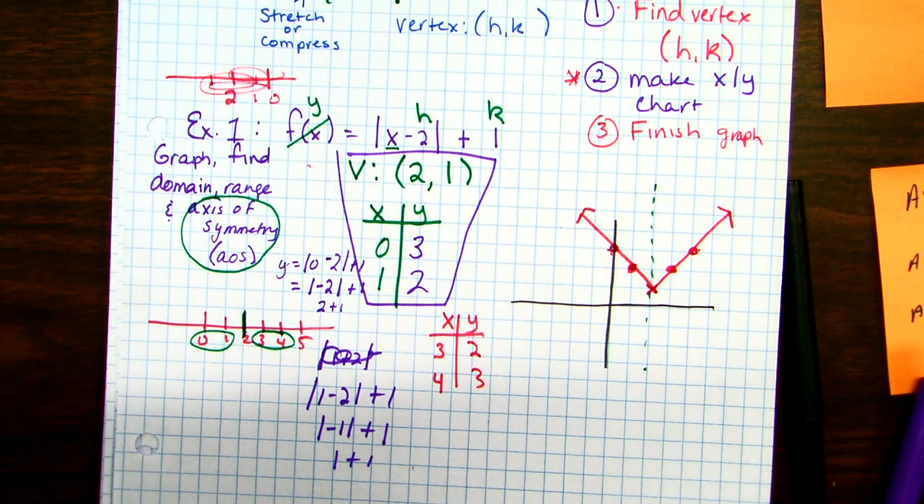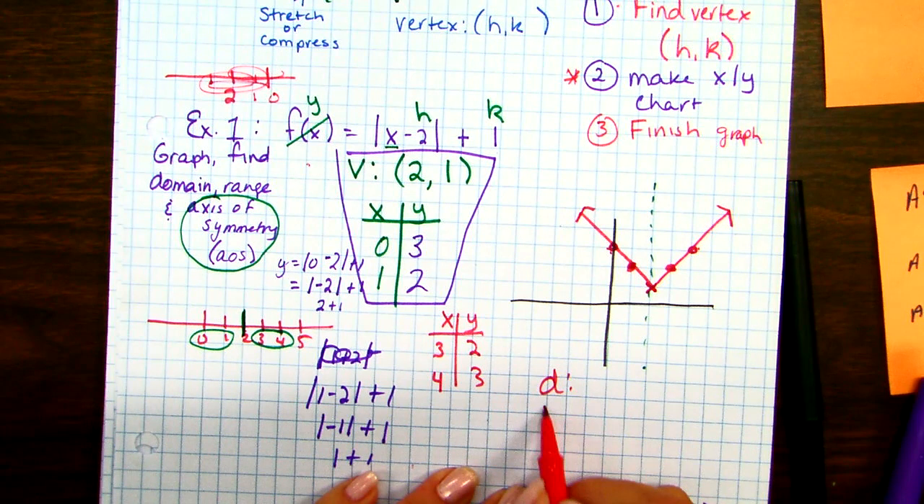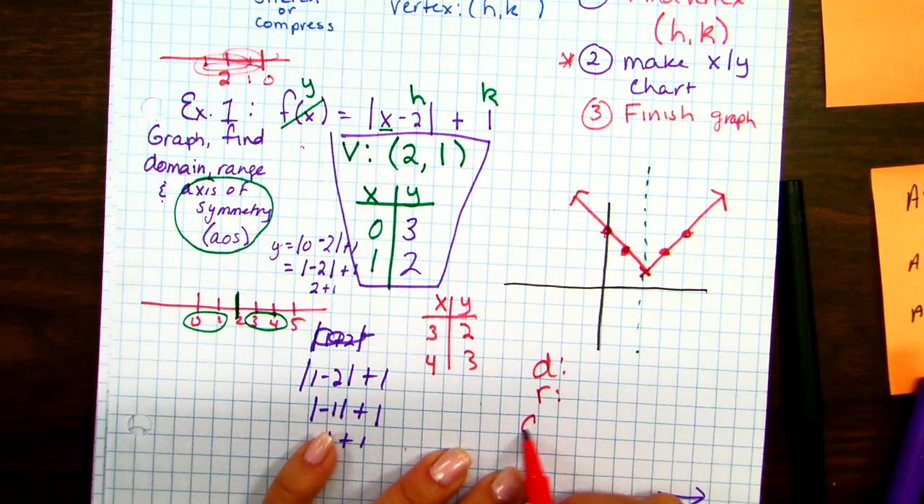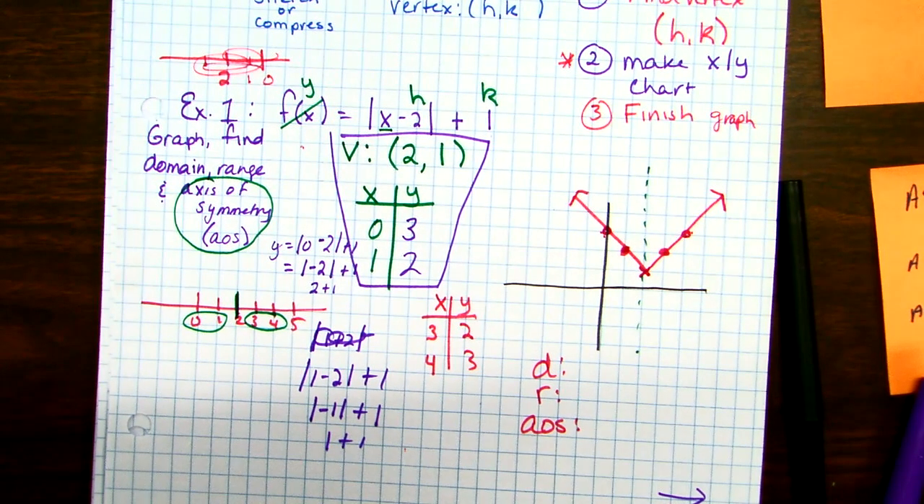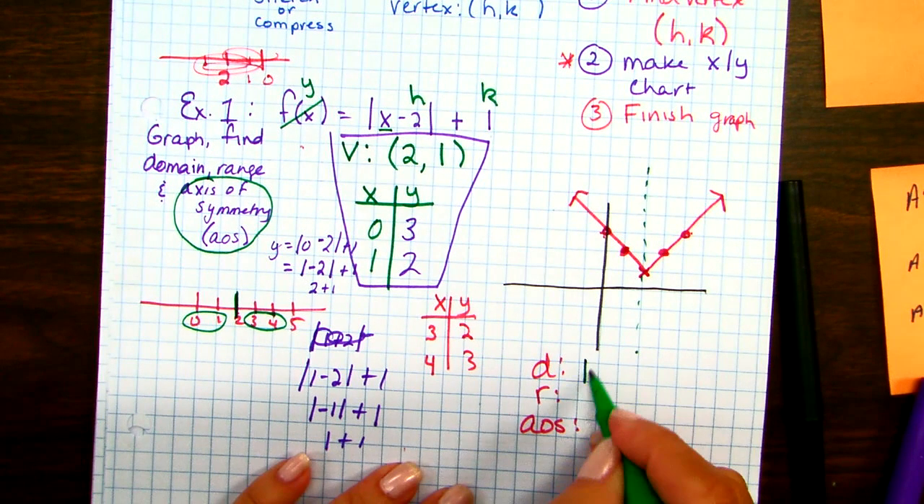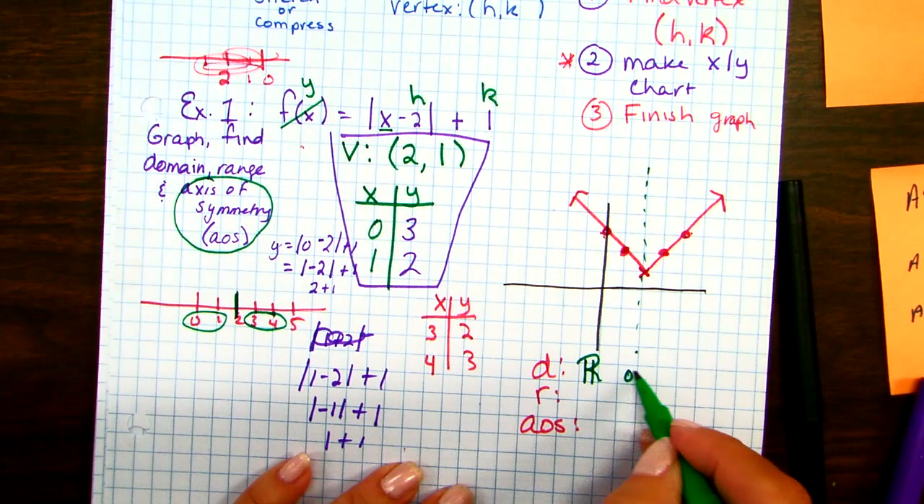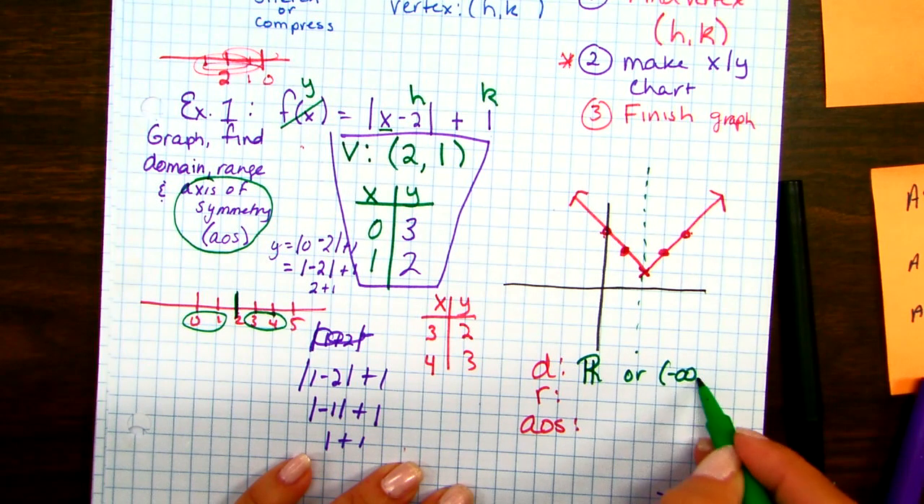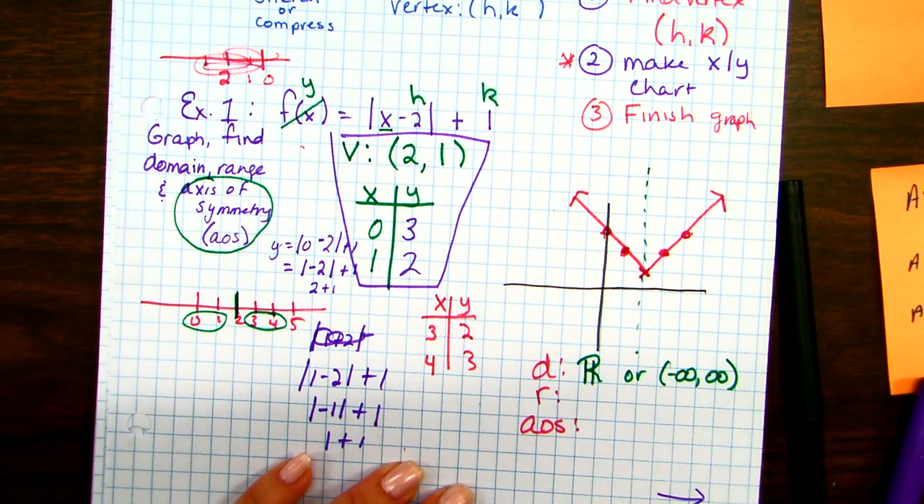All right, let's do another. Oh, wait, domain, range, and AOS. Guys, these are just like parabolas, except they're pointy instead of curvy. And the domain of all of our parabolas was all real numbers. Same thing here. Every single one of these, whether they open up or down, is going to be all real numbers, or you can write this. Remember, either one, you don't have to write both. They mean the same thing.